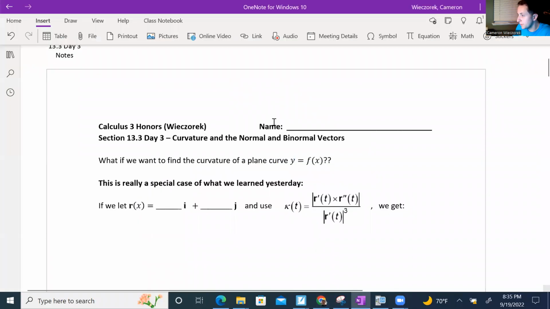Okay, there we go. All right, so we're going to take a look at curvature a little bit more in this section. This is the third part of section 13.3, where we're going to look at curvature for plane curves.